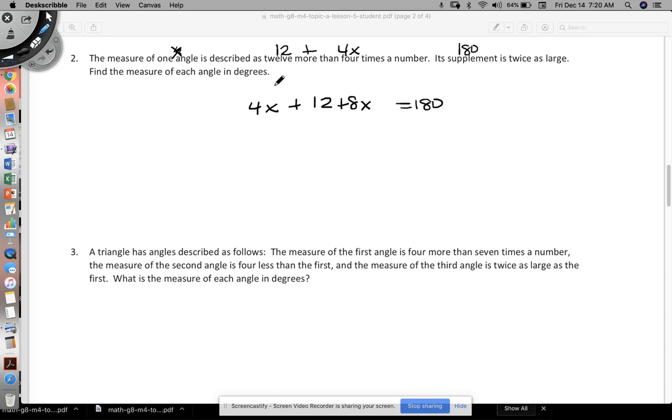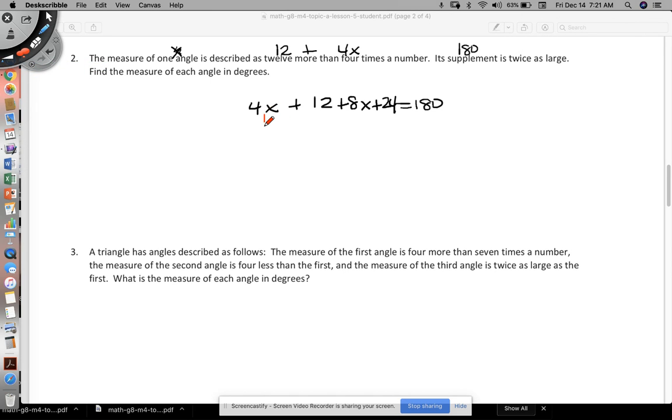And then we had 12 more than 4 times the number. The supplement is twice as large. So both of these times 2 then. So 4x times 2, and then 12 times 2. I apologize. 4x times 2 is 8x. 12 times 2 is going to give me 24. Sorry, I was a little distracted for 5 seconds there. All right, here we go.